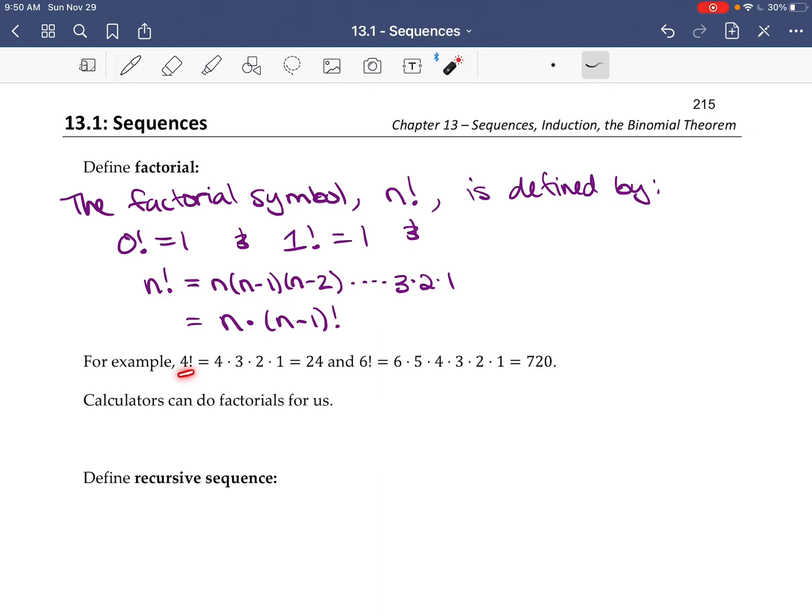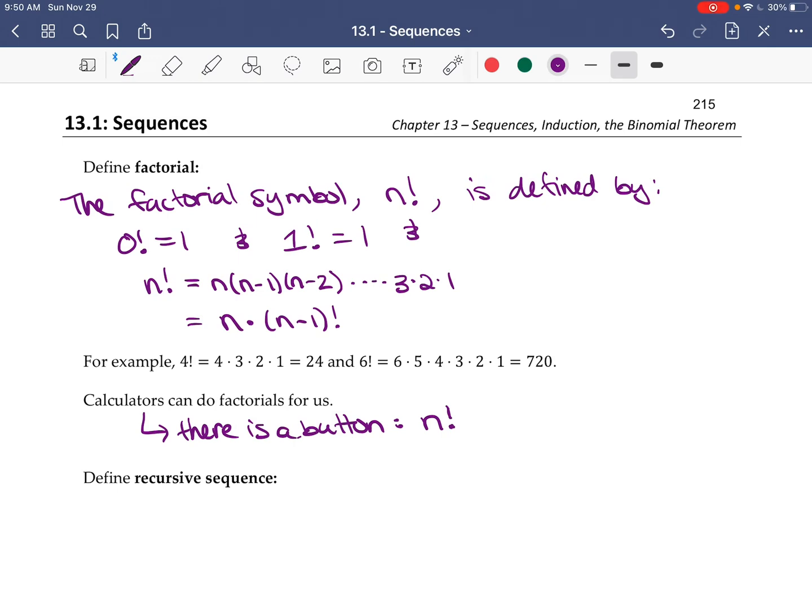Okay, so they gave you some examples down here. So 4 factorial would be 4 times 3 times 2 times 1. Okay, 6 factorial is 6 times 5 times 4 times 3 times 2 times 1. So you take this integer and you multiply it with every integer less than it until 1. Okay, there is a button on your calculator. Okay, it normally looks like that with an n factorial.